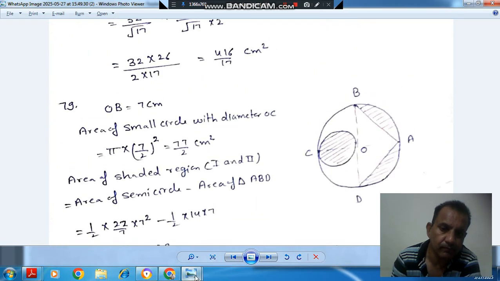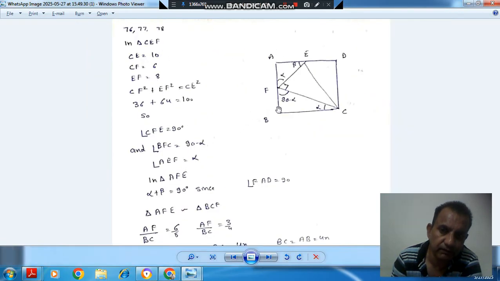So here, this is the given figure A, B, C, D, and this angle is alpha, this angle is beta, that is given. And it is given that CE is 10, CF is 8 and EF is 6. So in this triangle CEF, we can check that CF square plus EF square is equal to CE square, that is 36 plus 64 is equal to 100. Okay, so the Pythagoras theorem is satisfied, which means angle CFE is 90.